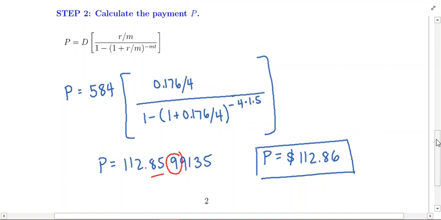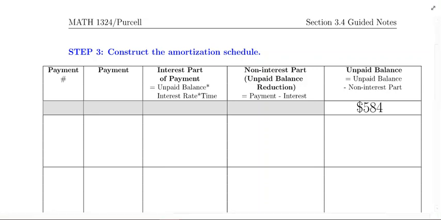So what does this mean? We're about to build an amortization schedule. We are going to make 6 payments of $112.86, and making those 6 payments is going to pay off the $584, which was the purchase price of the washing machine. Those payments are also going to pay off all the interest that accumulates on the unpaid balance. Now I'm going to go over to the next page, where I have an amortization schedule constructed.